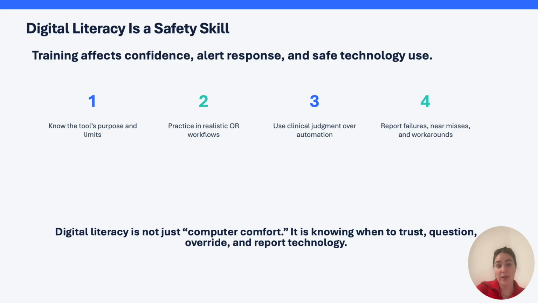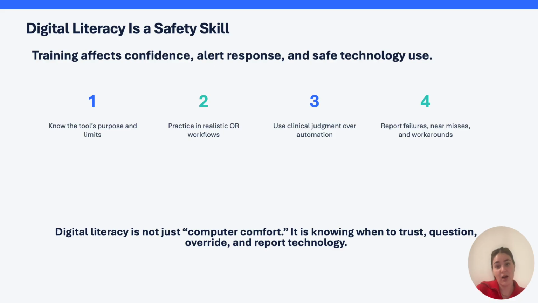Digital literacy is more than knowing how to open an application or enter information into an electronic record. A digitally literate nurse anesthetist understands the purpose of a tool, how it functions, what information it uses, and what its limitations may be. Clinicians should receive practice using technology within realistic anesthesia scenarios. It is easier to learn how an alert system works during a simulation than during an actual emergency.